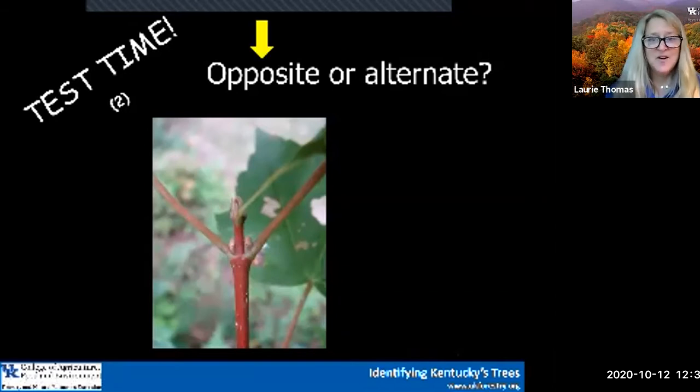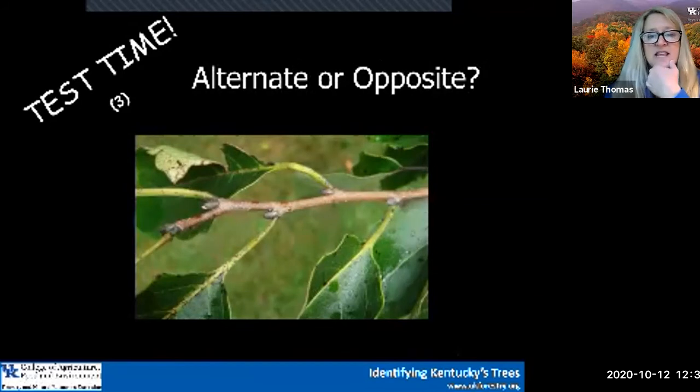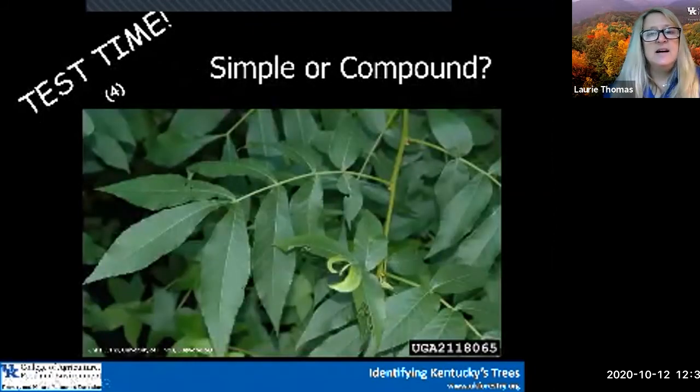Awesome, awesome. All right, let's try this one. Are these alternate or opposite? So let's look close. We've got a bud and we've got a leaf there. We move up, we've got a bud and a leaf. Good indicator, this is an alternately arranged tree. So as you can see, the buds and the leaves are staggered on that stem.